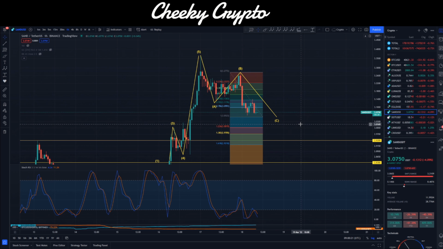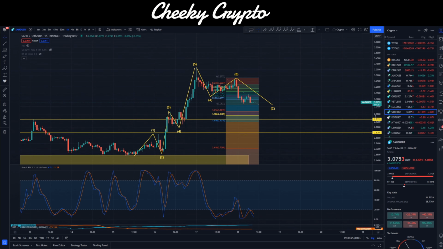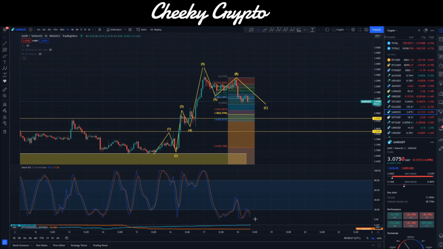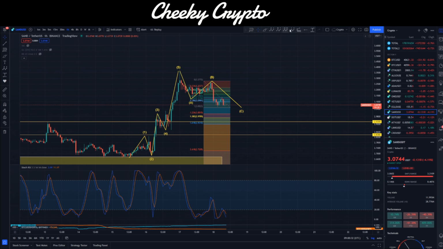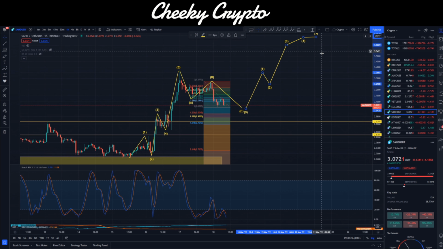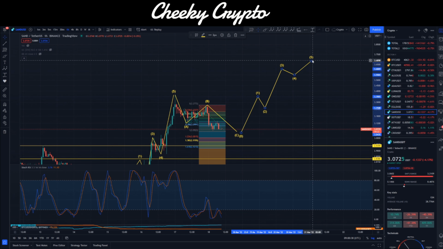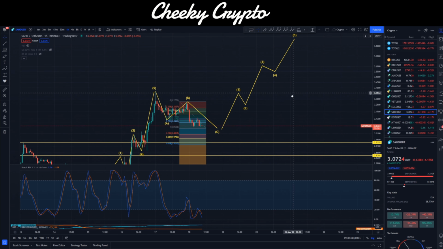The conditions aren't quite perfect, but we have had a pretty standard ABC move to the downside after an impulsive break, with an oversold stochastic RSI on this hourly. That actually is a really attractive proposition for thinking we might have another impulsive break upwards. Let me just drop that down, get these in the right order. So we might have another impulsive break upwards, right?